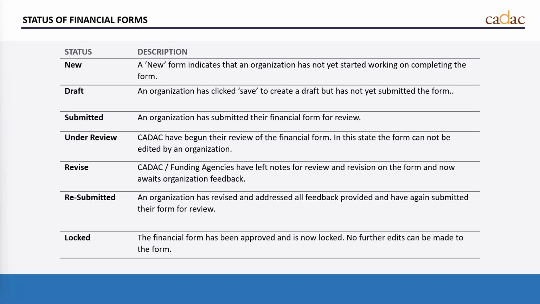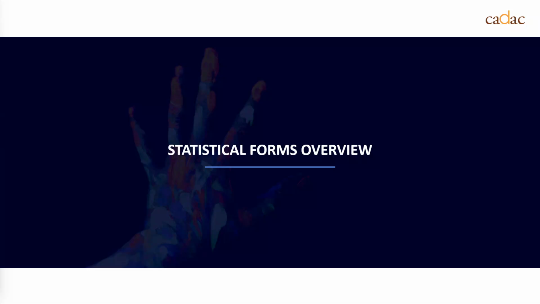And once you have done all of the revision and addressed all of the feedback, you can now submit the form again for review, so it turns into the resubmitted status. And then once the financial form is approved and locked, it becomes locked and no further edits can be made to the form. So now we can look at statistical forms.